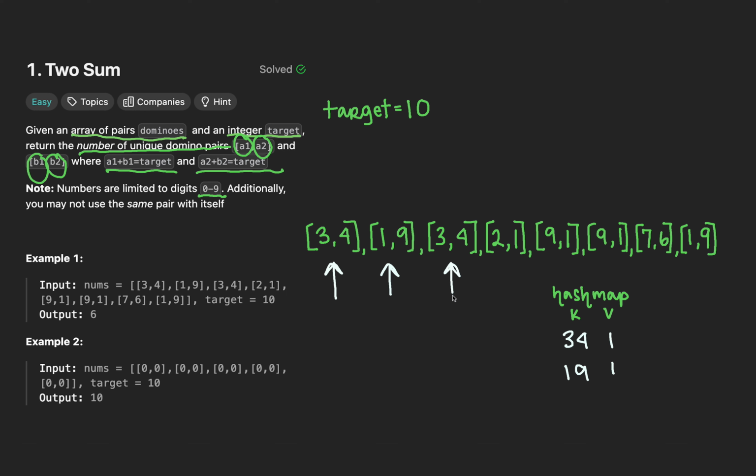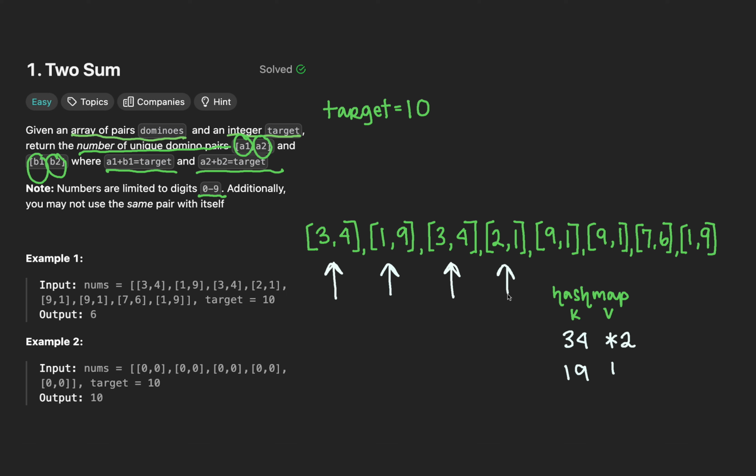Here we have a domino of 3, 4. The complement for this is going to be 7, 6. But unfortunately for us, we have no 7, 6 dominoes, so no valid pairs. As always, we end by adding the current domino into our map, but in this case, it already exists. Since we're seeing it again, let's go ahead and increment the frequency to 2.